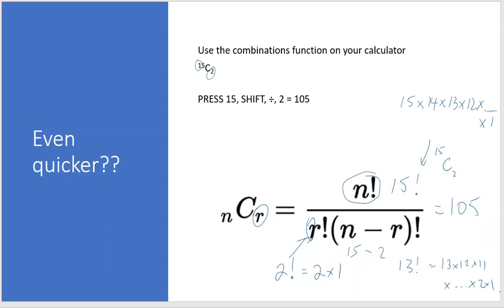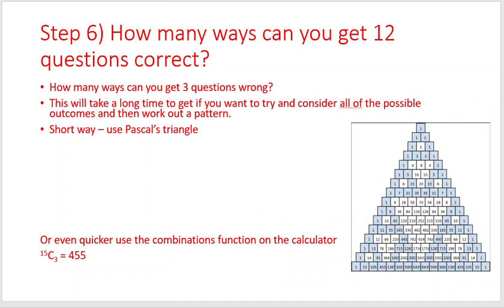So that leads us on then to saying, okay, well, how many ways can we get 12 questions correct? Because remember, our goal here is to get 12 or more correct. So that's essentially saying, how many ways can you get 3 questions wrong? Okay. So let's have a look.